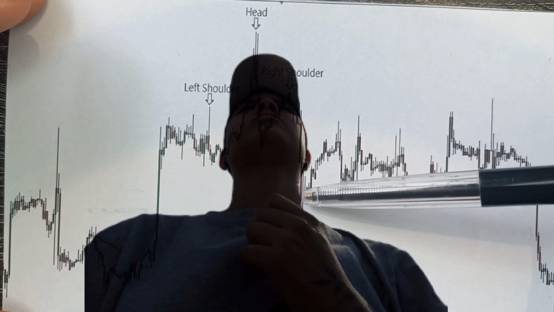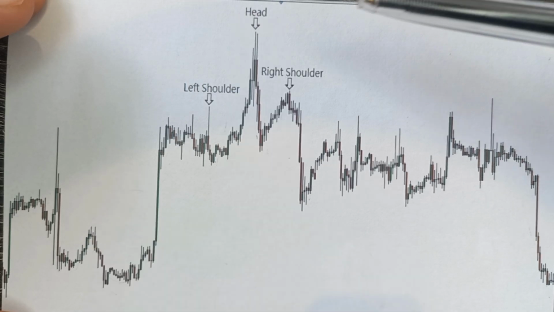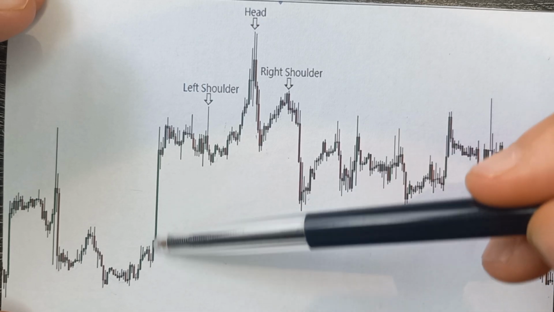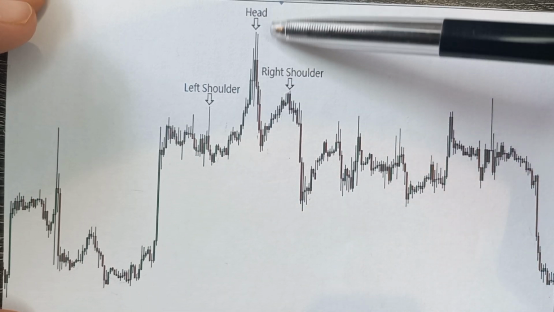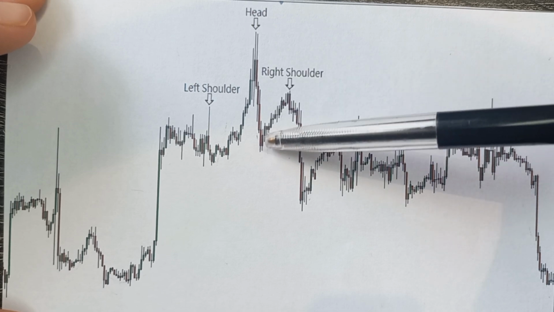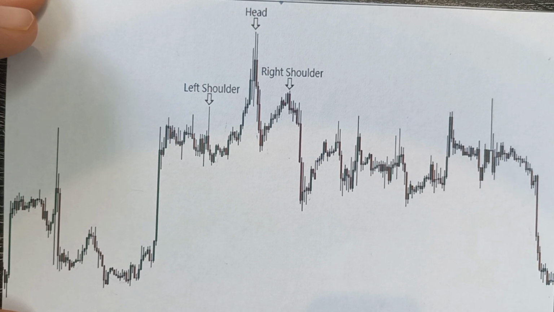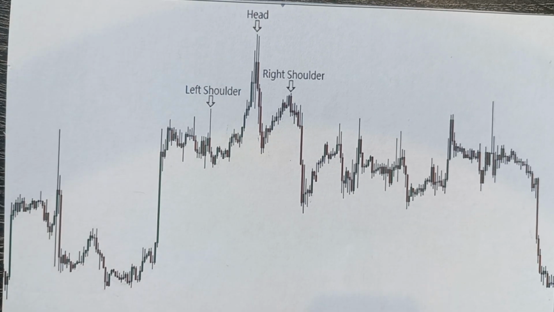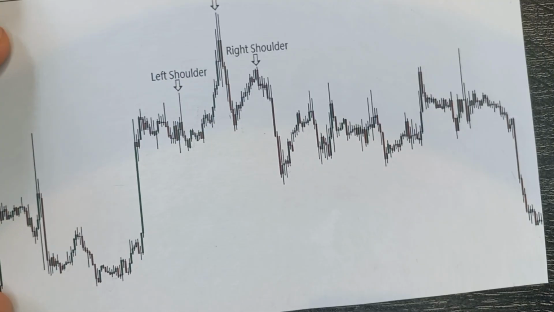Here, take this picture of me. See the left shoulder, the head, and the right shoulder. So what this pattern does is, on an uptrend, it will create an impulse, a correction, a higher high, which is the head, a lower low, a lower high, and then an ultimate lower low. This pattern is by far one of the most popular in the market. So familiarize yourself with this pattern in order to get good at spotting reversals. Let's go to the next one.